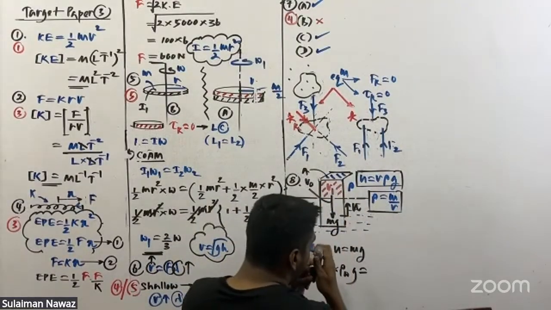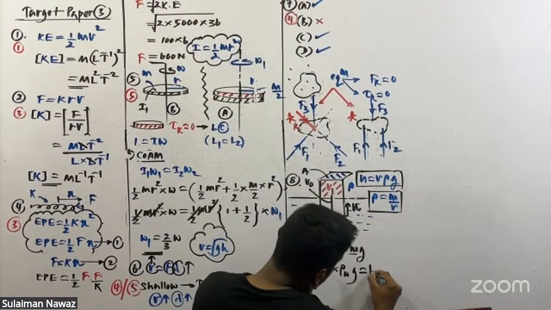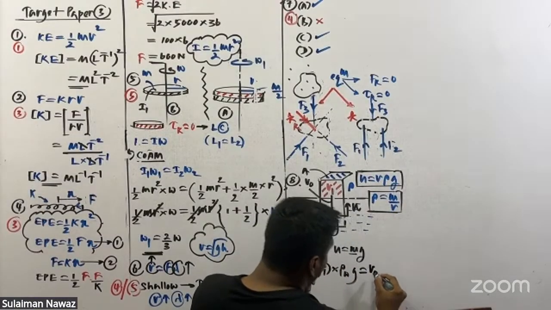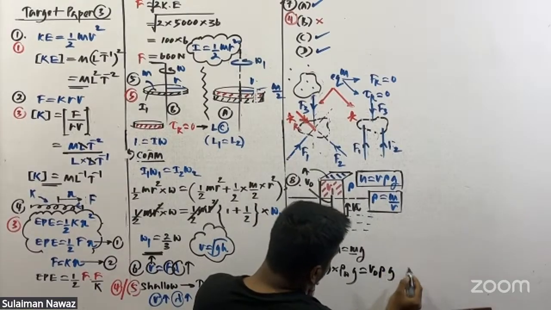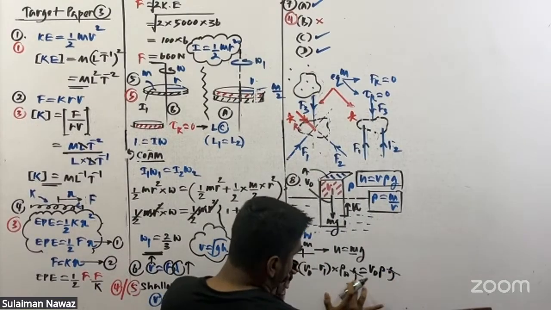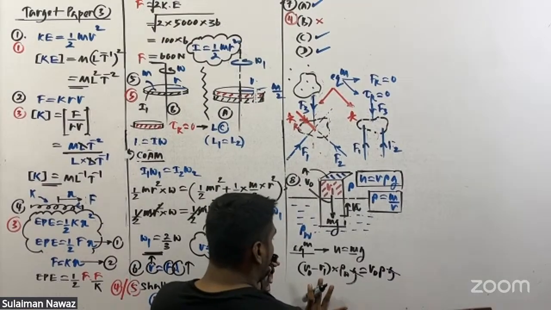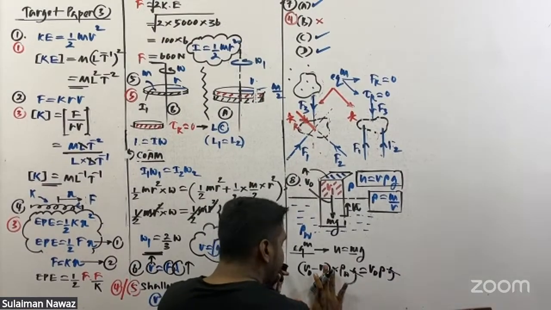Then I can say the mass of the ice cube is the volume V naught times the density rho, and the weight is times G. Here G and G cancel out. Now there is a small simplification.